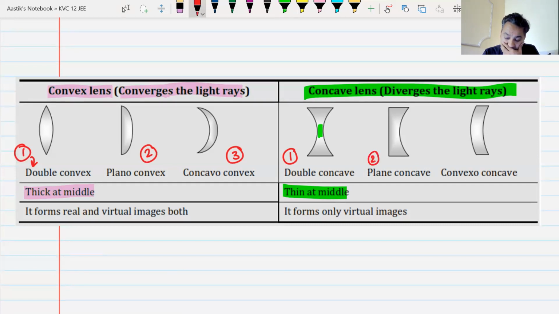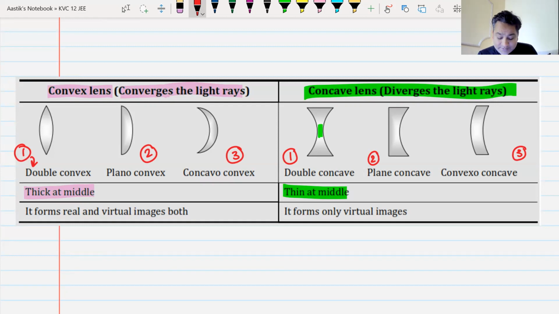The second one is plano concave. One is plane, other is concave. The third one is convexo concave. One side is convex, the other side is concave. But here, the concave is more powerful than the convex. Therefore, it is known as convexo concave.